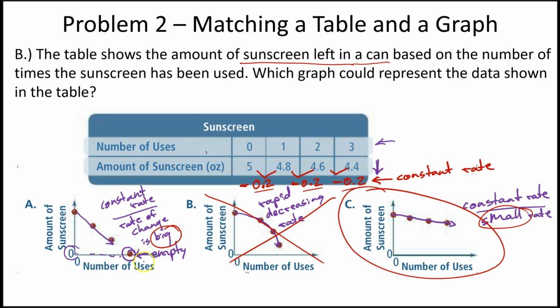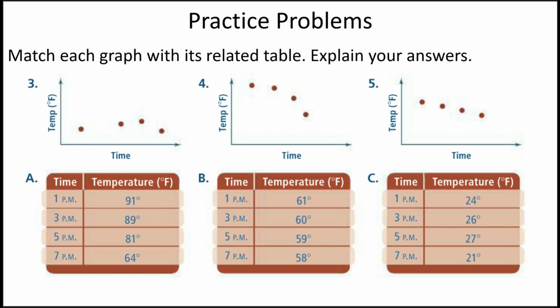Another way to note, as I mentioned down here, is that the last point indicates that our bottle should be empty. Is our bottle empty after the third usage? No, there's still 4.4 ounces in the bottle, so it should not be empty. That's another way we can see that A is not the answer, but C is. Okay, so that is how we're relating our variables in those graphs. All right, so again, you have 3 problems here that you will want to get done in your notes.